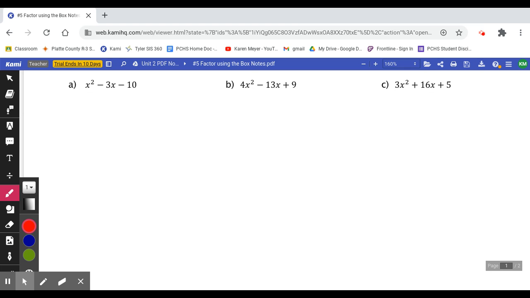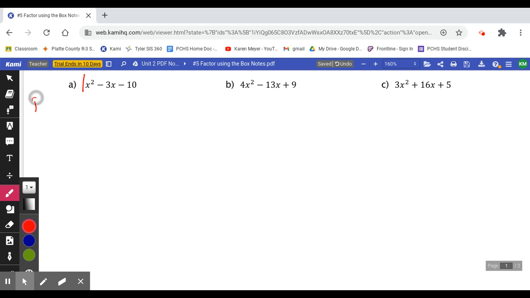Okay, before you get started, the first thing you want to do is always check to see if the expression has a GCF. And GCF stands for greatest common factor. So for A, does it have a GCF? Well, not all three terms have an x, so no. And 1, 3, and 10 are not divisible by anything, so this problem does not have a GCF.